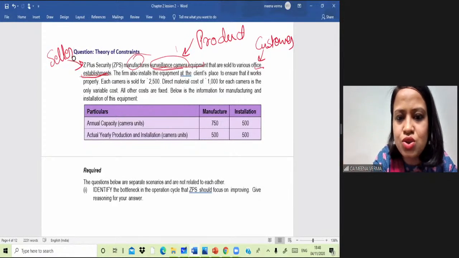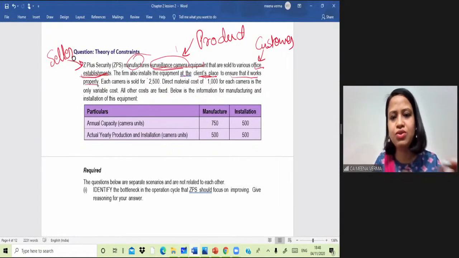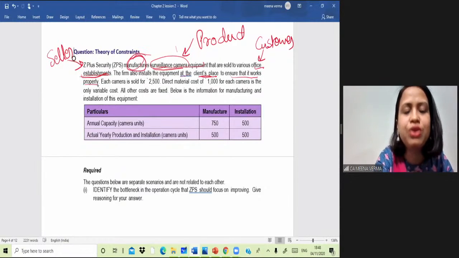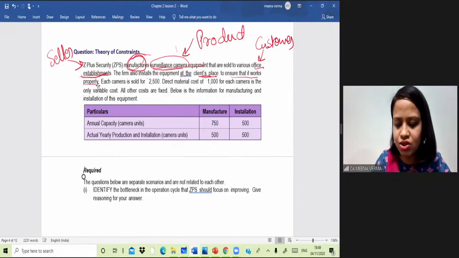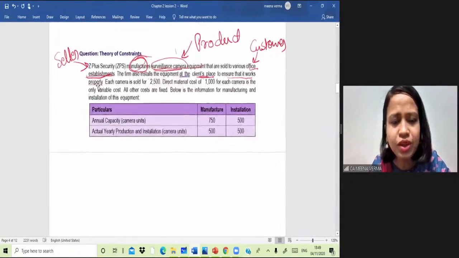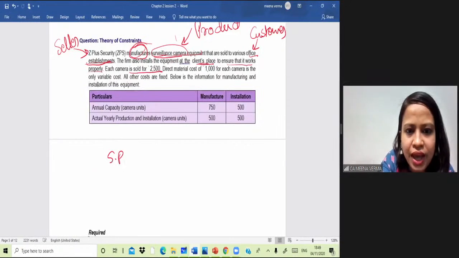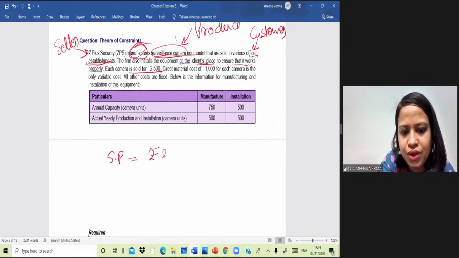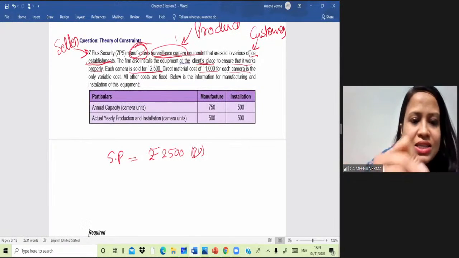The firm also installs equipment at the client's place to ensure that it works properly. So they don't just manufacture the camera, they do the installation also. Now what else is given? The selling price per camera is 2500. Okay, selling price per unit is 2500. Direct material cost of each camera is the only variable cost.